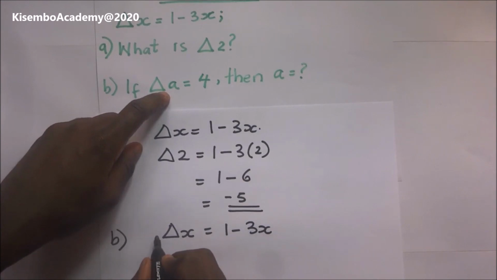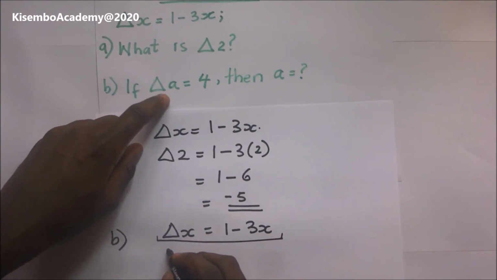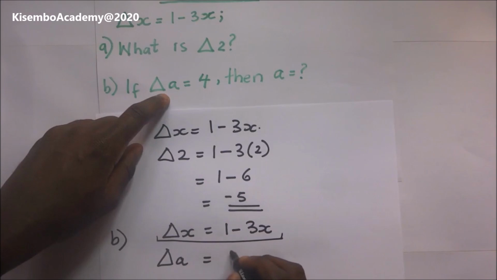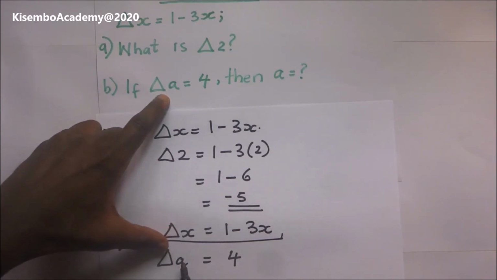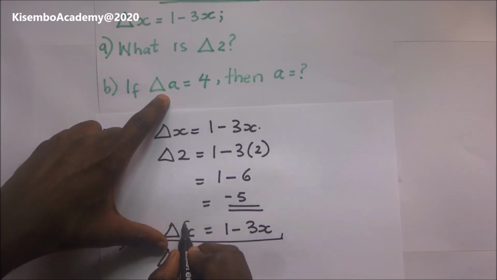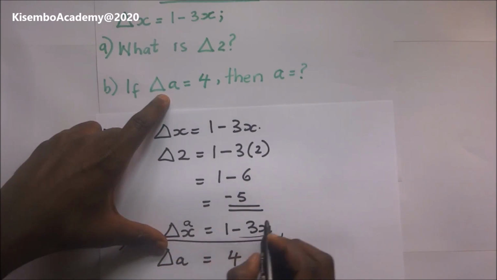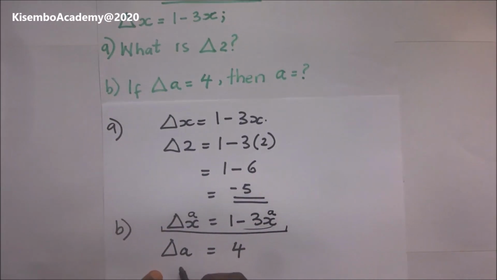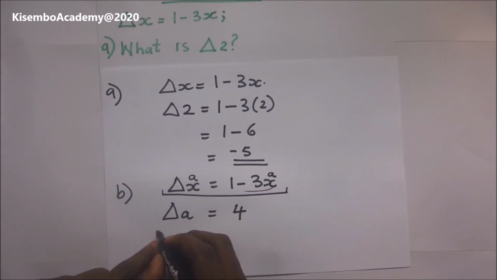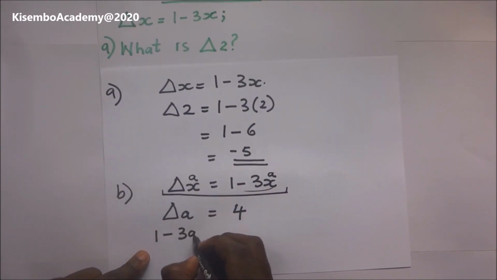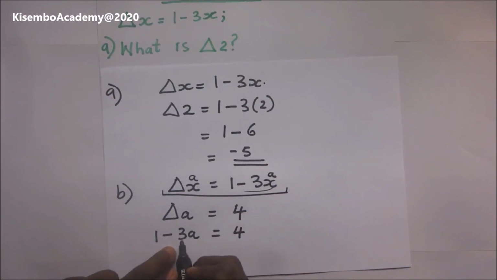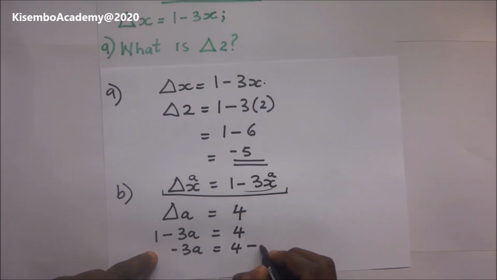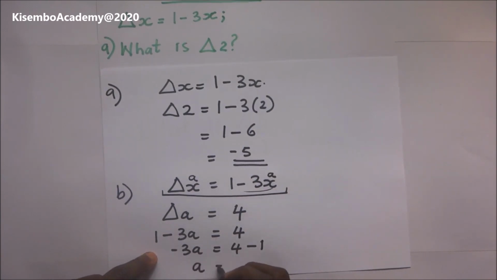So if this is our expression from the question, we are being told here that delta A is equal to 4. This is our A. So when our value of x is A, this value of x also is now A. So the next step is 1 minus 3a is going to give us 4. So this becomes minus 3a, giving us 4 minus 1. And our value of a here is 1.